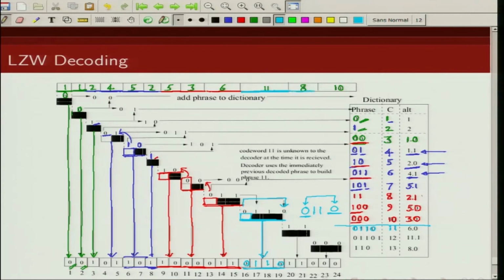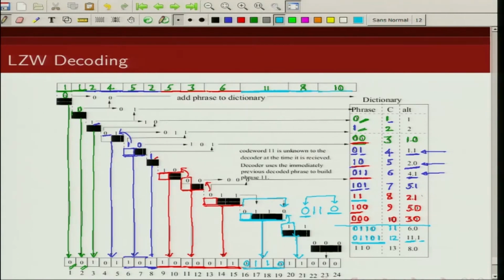Next we go to 8. What is 8? That is 11. So we decode 8 as 11. Now what is the innovation symbol here? The innovation symbol here is 1. So we add this to the old string, which is 0110, and then this is added to the dictionary. So the new entry in the dictionary is 01101, and that's my code word number 12. This can be written as concatenation of code word 11 with this innovation symbol 1.